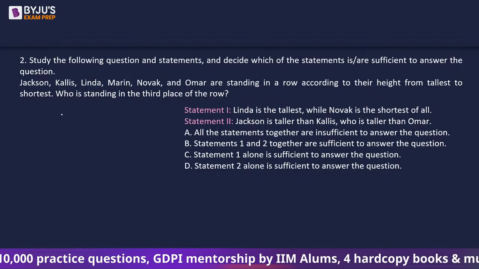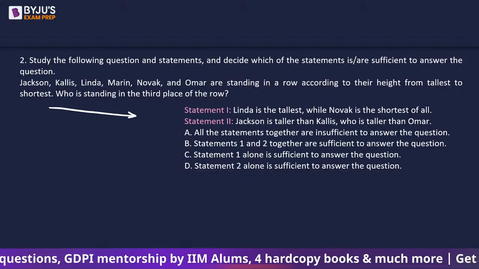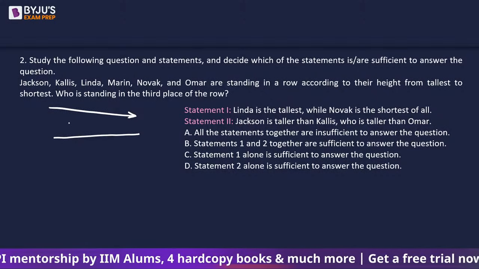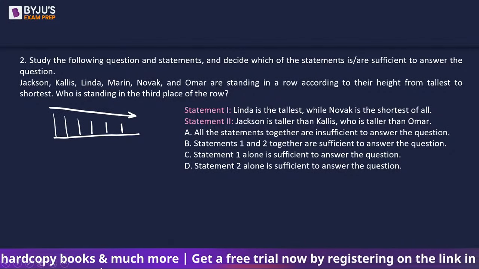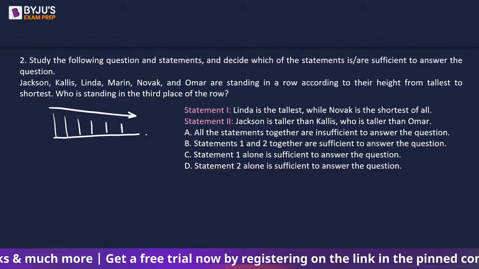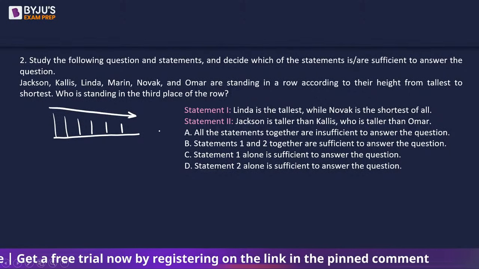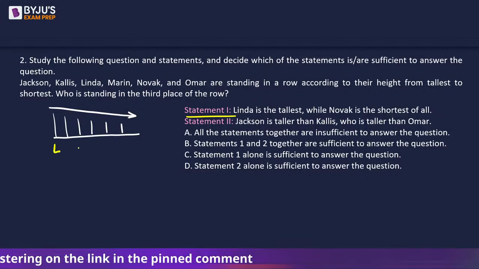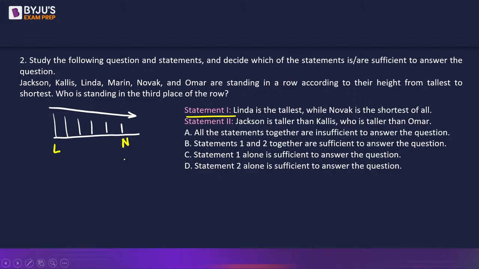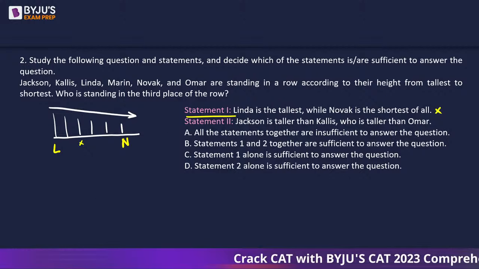So we always take it from, if this is the ground and this is where the people are standing, this is how the tallest to smallest will go. We have got a total of 6 people. So using statement 1 now, it says Linda is the tallest while Novak is the shortest of all. So who is standing third place of the row? We don't know. So the first statement alone will not give us the answer.